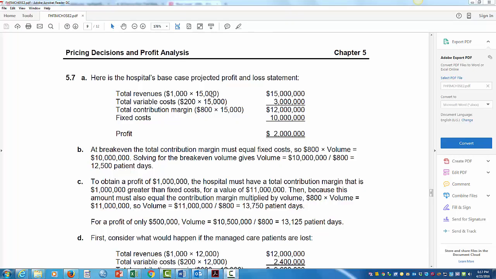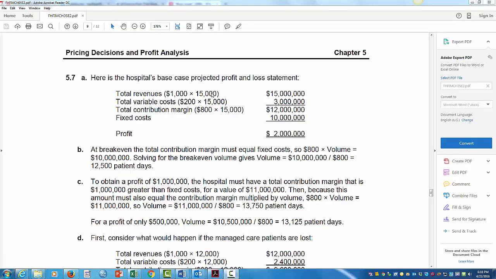In exercise 5.7, we're dealing with General Hospital, which is a not-for-profit acute care facility. And then we're provided with the cost and revenue per inpatient day. So we have a fixed cost of $10 million and a variable cost per inpatient day of $200, and then a charge or revenue per inpatient day. And it's expected that the hospital will have a patient load of 15,000 inpatient days for the next year.